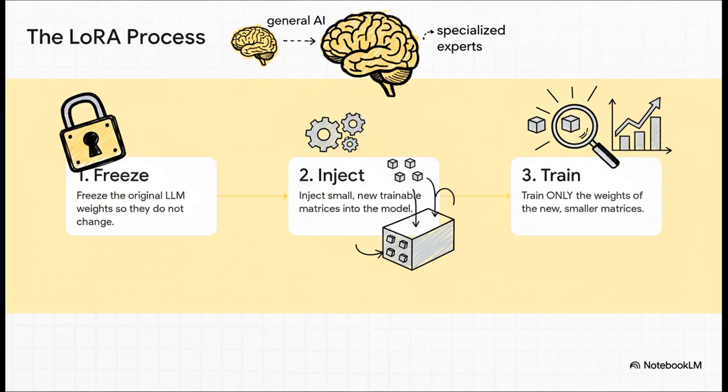One of the most popular ways to do this is a method called LoRA, and it's actually brilliantly simple. First, you take the original model with its billions of connections and you freeze them all, lock them in place. Then, you inject these tiny little new modules that are trainable, and finally, you train only those new parts. You're essentially teaching the expert a new skill without messing with its core knowledge.